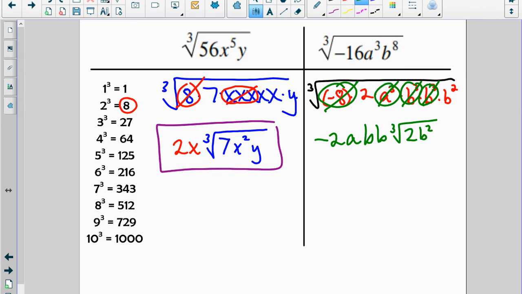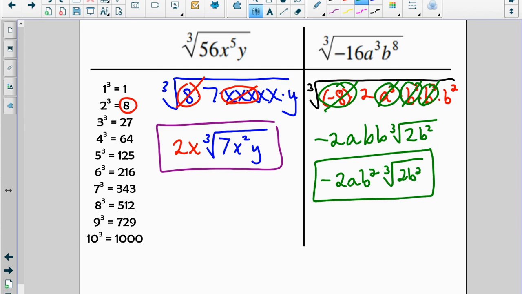So now to write this, I gotta just multiply all that stuff at the beginning together. Negative 2 times a times b squared times the cube root of 2b squared. And that's my simplified form.